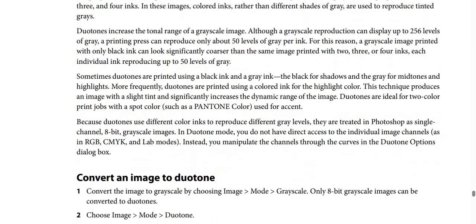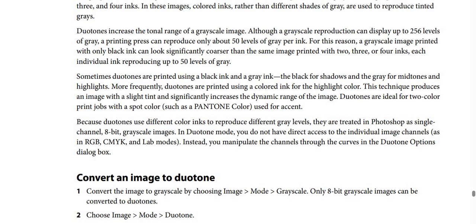Sometimes duotones are printed using a black ink and a gray ink, the black for shadows and the gray for midtones and highlights. More frequently, duotones are printed using a colored ink for the highlight color. This technique produces an image with a slight tint and significantly increases the dynamic range of the image. Duotones are ideal for two-color print jobs with a spot color, such as a Pantone color used for accent.